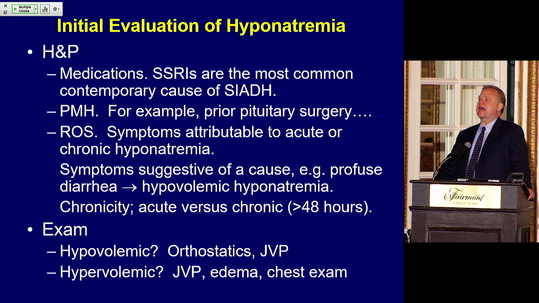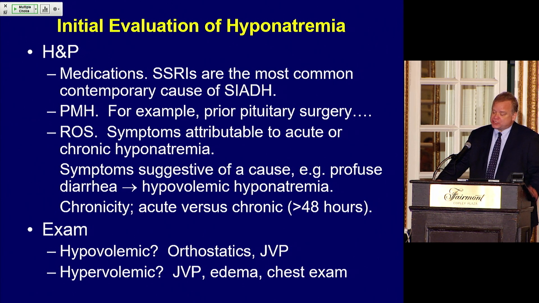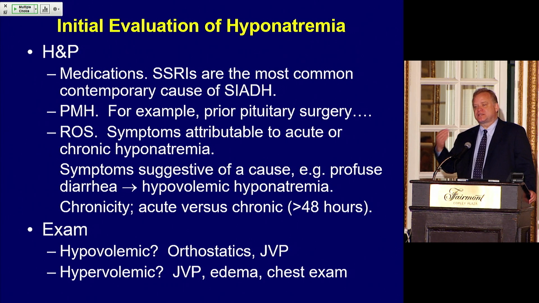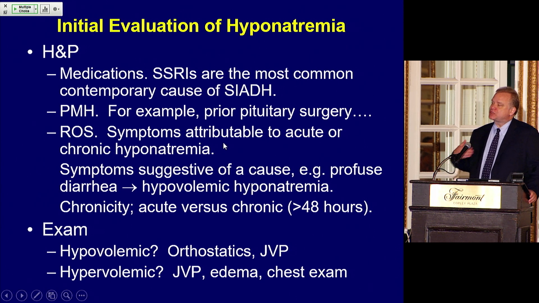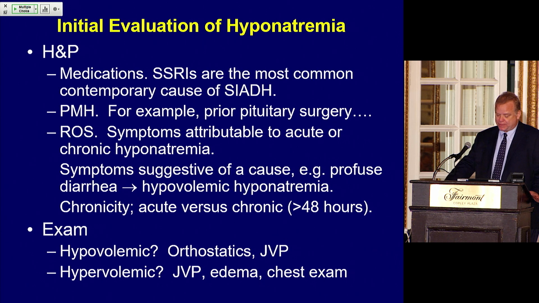You want to know what's happened to this patient. Have they had pituitary surgery in the past? So do they have secondary adrenal insufficiency? You want to know critically, though, on the review of systems, do they have any symptoms that are attributable to acute or chronic hyponatremia? Chronic, of course, is hyponatremia that's been there for more than 48 hours. And you want to get some idea of whether there are symptoms that are suggestive of a cause, for example, profuse diarrhea leading to hypovolemic hyponatremia.